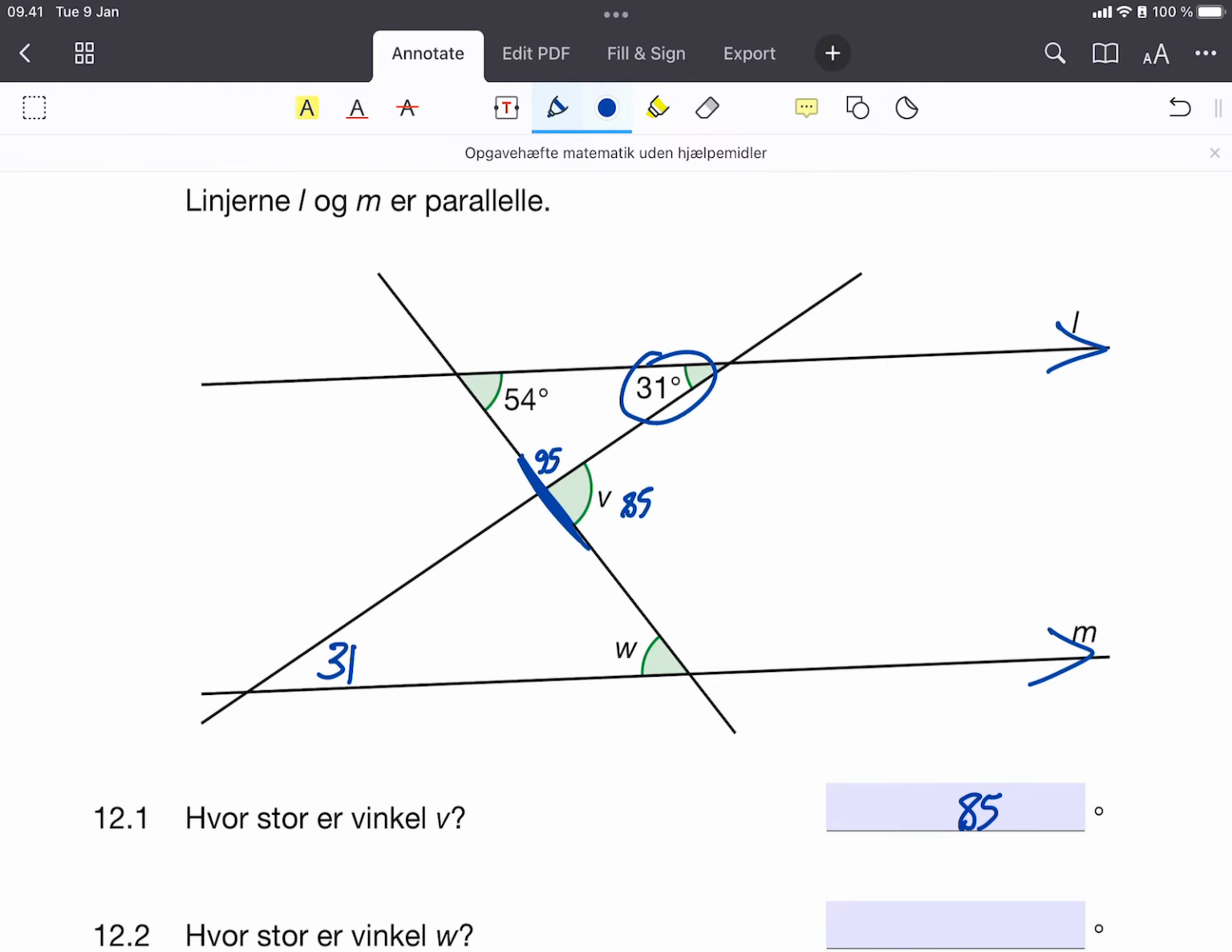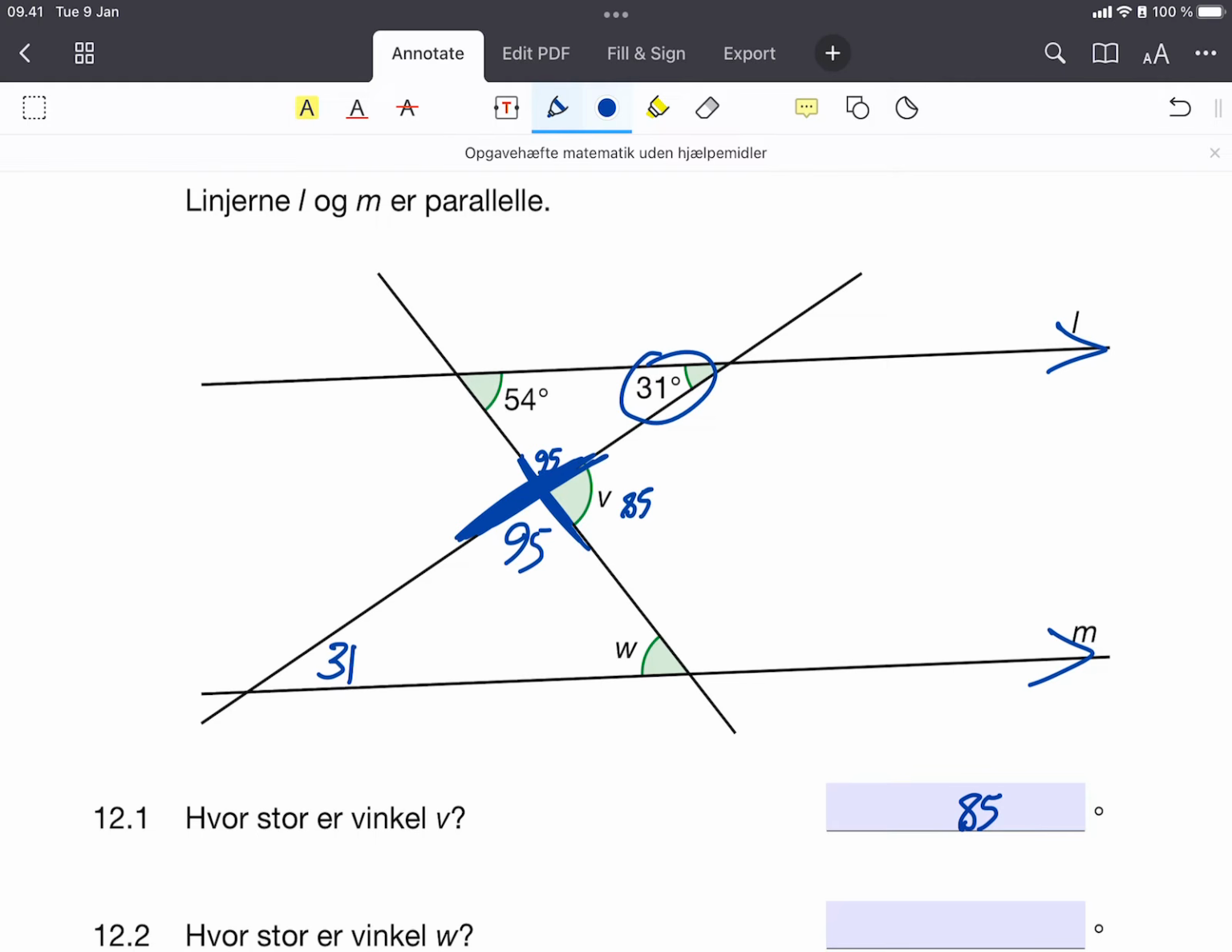Then you've got the 85, the V, on a straight line with this angle in here. So that's got to be 95. Or indeed, you've got the fact that when you've got 2 crossing lines, opposite angles are equal. So it's 95 because it's got a 95 opposite it.